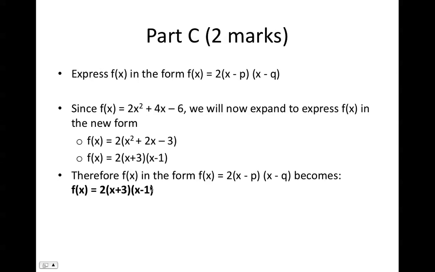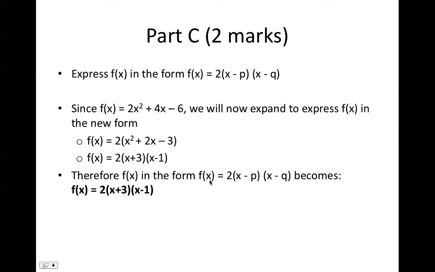Pretty simple. And then part C says, express f of x in the form f of x equals 2 times (x minus p)(x minus q). Since the original equation is f of x equals 2x squared plus 4x minus 6, we now factor to express f of x in the new form. So we factor out the 2, that's what they want in the step, and then it becomes x squared plus 2x minus 3, and we factor and it becomes (x plus 3)(x minus 1).